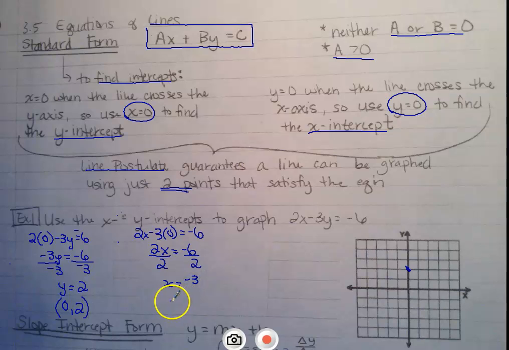So my coordinate this time is (negative 3, 0). And so I graph that. Negative 3 and 0. I don't move up or down. And then I graph my line. I use the intercepts to graph. Very nice.